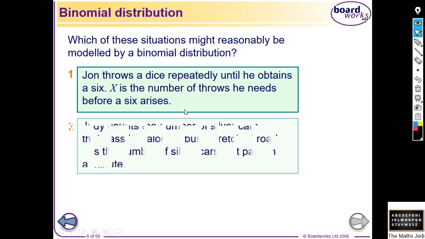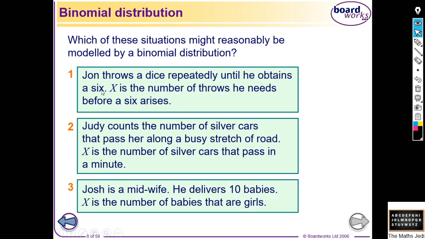Let's look at these ones. John throws a dice repeatedly until he obtains a 6. X is the number of throws he needs before a 6 arises. Again, there are 2 outcomes, 6 or not 6. Are there a fixed number of trials? No, because the number of throws could vary, so this can't be binomial.